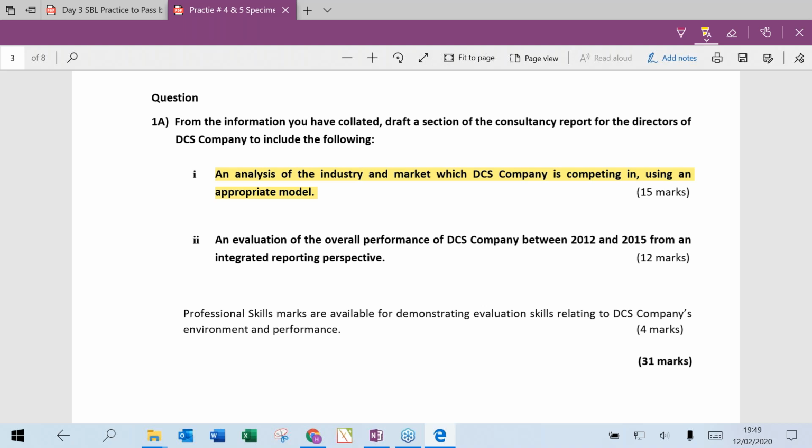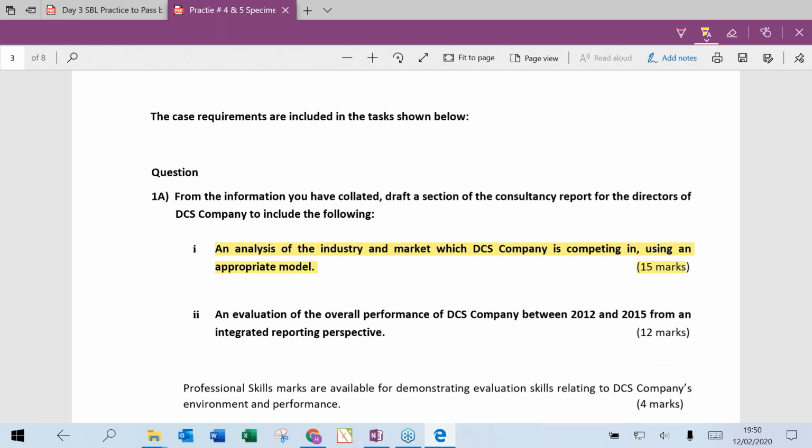For industry environment, we only use Porter's 5 forces. Remember, for macro environment it is PESTEL, for micro it is Porter's 5 forces. For country environment it's PESTEL, for industry environment it's Porter's 5 forces. Porter's diamond I would not use because it talks about country as well as industry. I would stick with Porter's 5 forces. Very good. 15 marks, so 3 marks each. There are 5 forces. We were supposed to do this question yesterday, but we ran out of time.